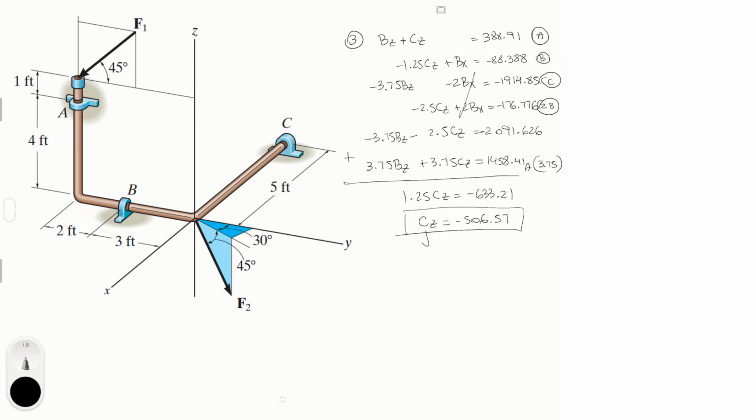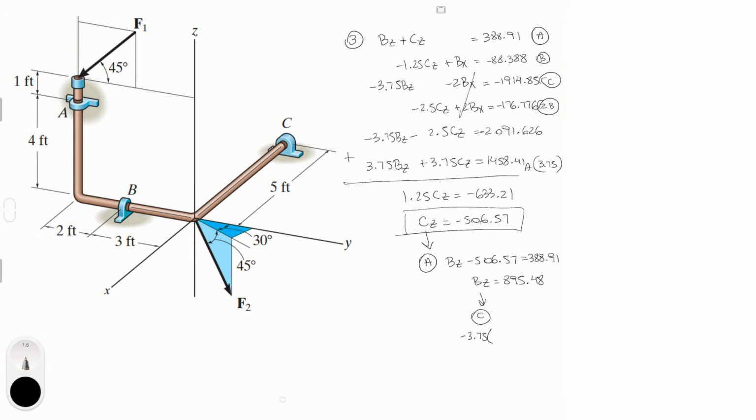Now with this, everything becomes so much easier because you can just go back through your notes and start looking at your equations and basically start plugging things in. So if I plug this into equation A, I get that BC minus 506.57 is equal to 895.91 and BC is equal to 895.48.